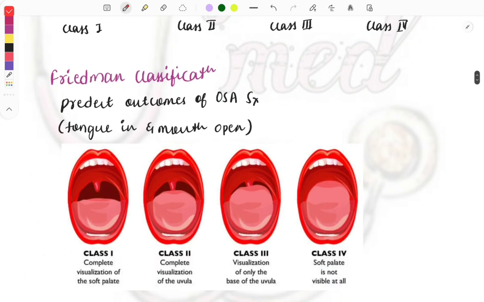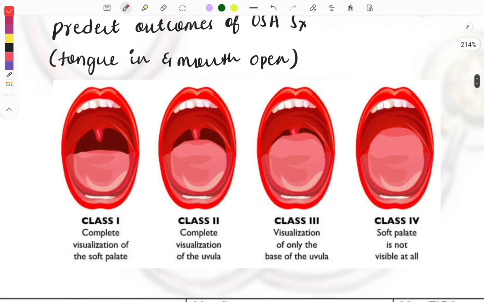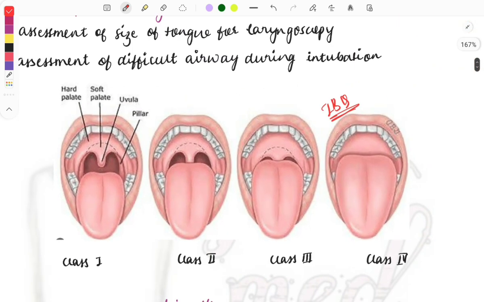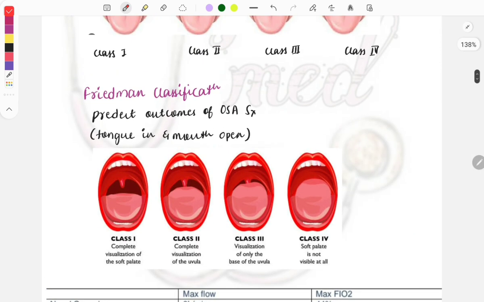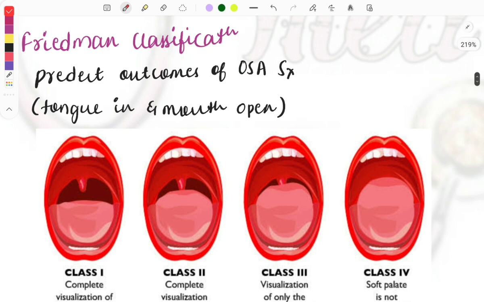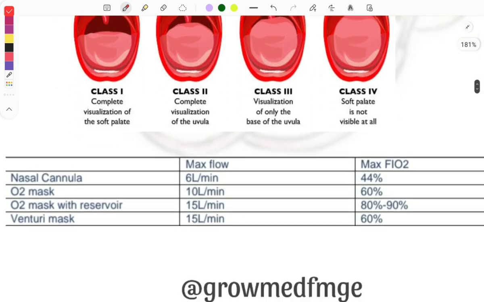Then another similar classification used is the Friedman classification. In this, look at the tongue and the mouth. So if 4 images come together, do look at the tongue and the mouth. In this, the mouth will be open, but the tongue will be inside the mouth, and in case of Mallampati the tongue will be outside the mouth. Okay, then this is used to predict the outcome of the OSA surgery. OSA meaning obstructive sleep apnea. So this is the classification used for the outcomes of this surgery.